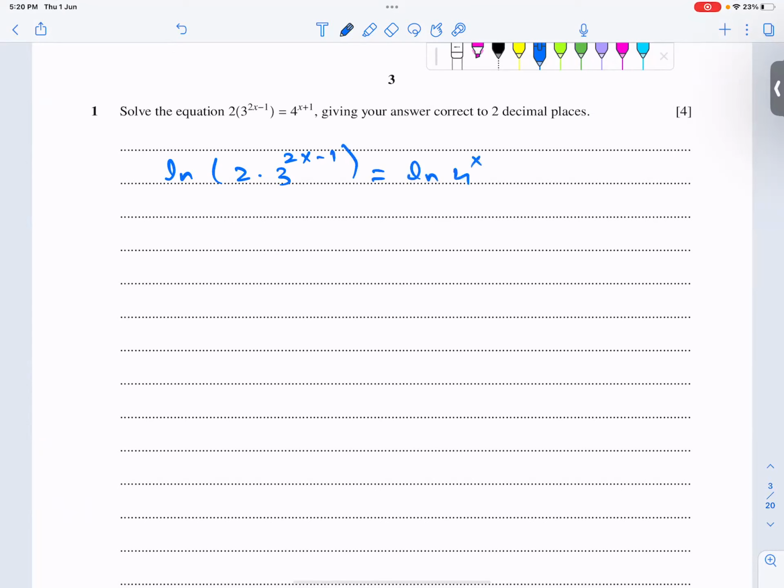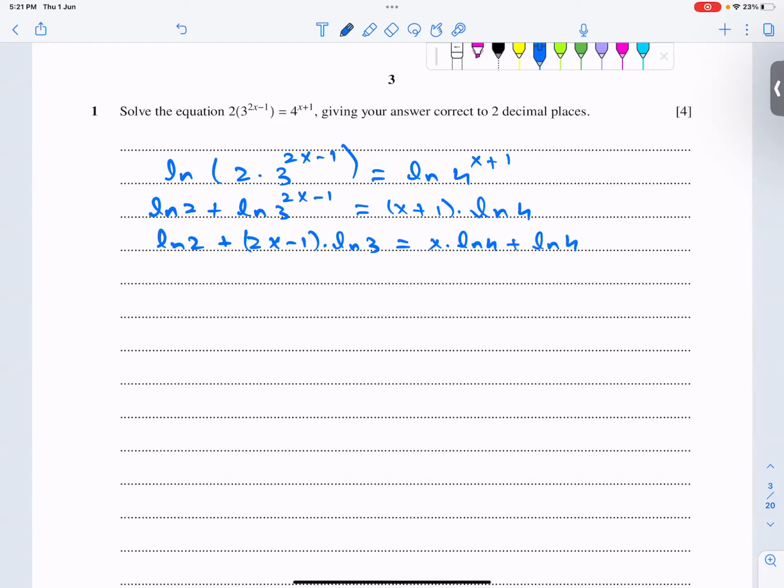ln of 4 to the power x plus 1. Then apply the property of ln. That will be ln of 2 plus ln of 3 to the power 2x minus 1 is equal to x plus 1 times ln of 4. Then you can also write this 2x minus 1 in the front: 2x minus 1 times ln of 3 is equal to, you can multiply ln of 4 inside, that will become x times ln of 4 plus ln of 4.